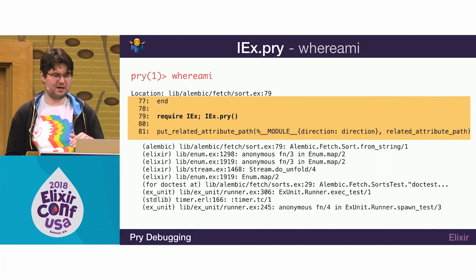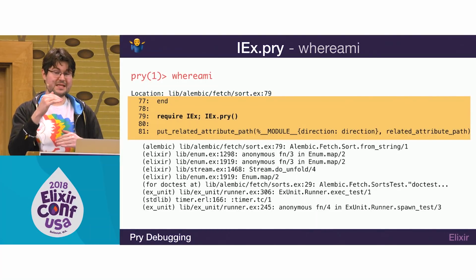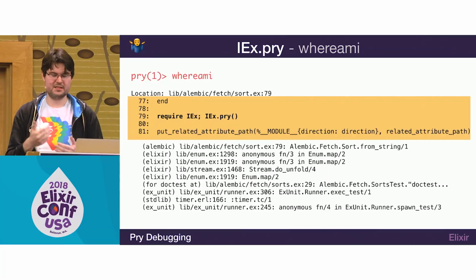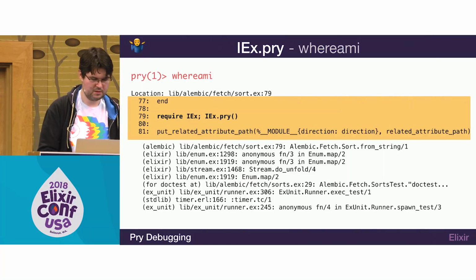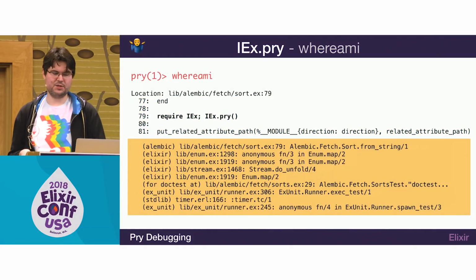Below those lines are lines of context. This is actually tunable. IEx.pry has config options, so you could make this wider if 2 lines on either side isn't enough information for you. And then finally, there's a stack trace. But it's still an Elixir stack trace, which means tail call optimization has happened.